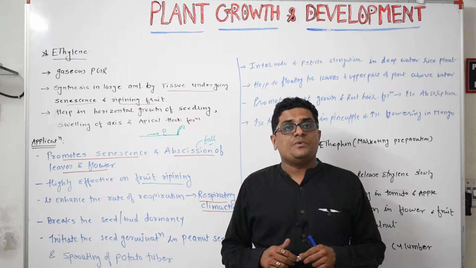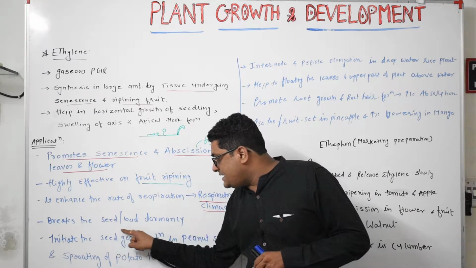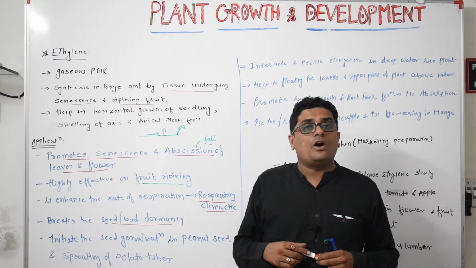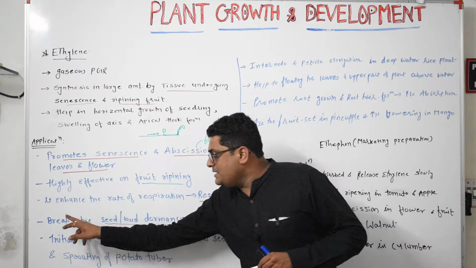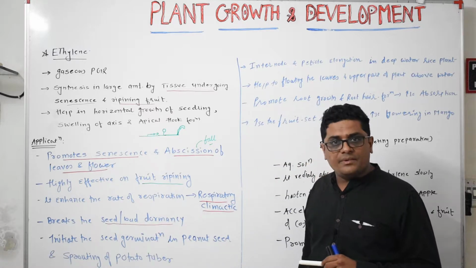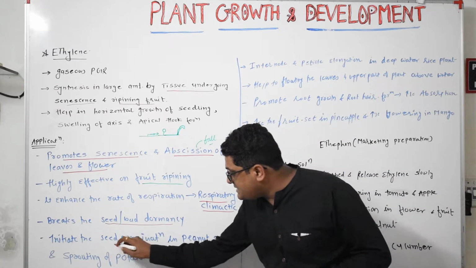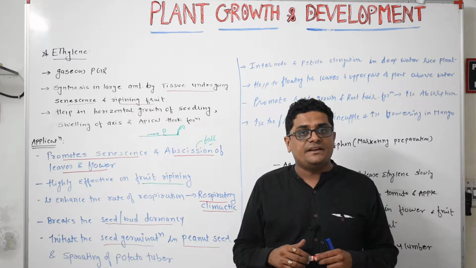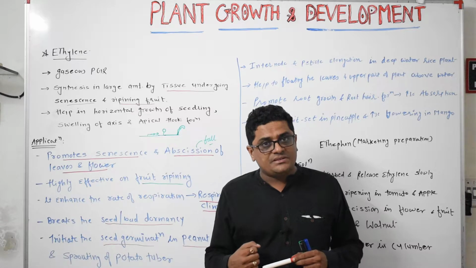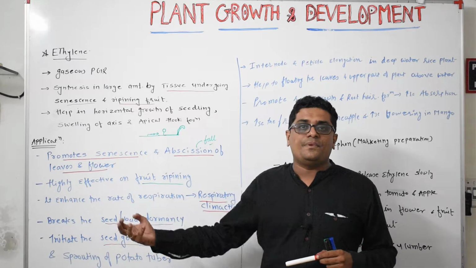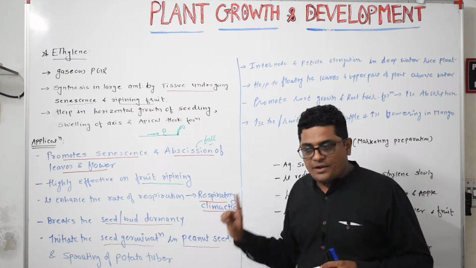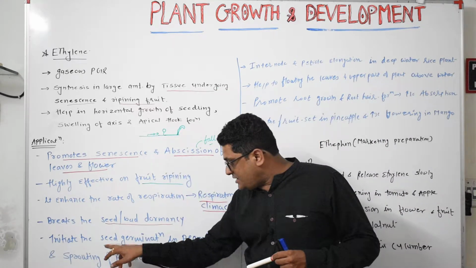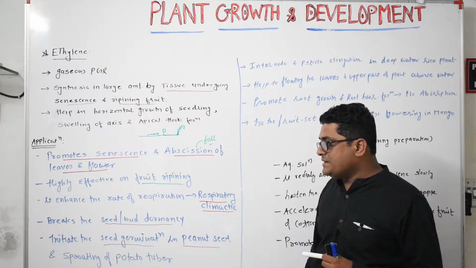Also ethylene is responsible for the breakdown of seed and bud dormancy. Actually it breaks the dormancy. Also it initiates seed germination in the groundnut seed, means like the peanut seed. The function looks like that of a plant growth promoter, but it is performed by a plant growth inhibitor.